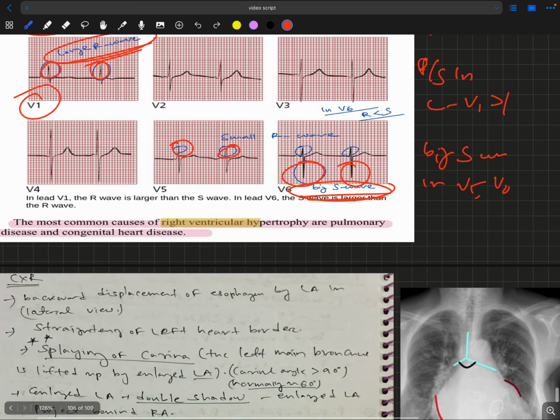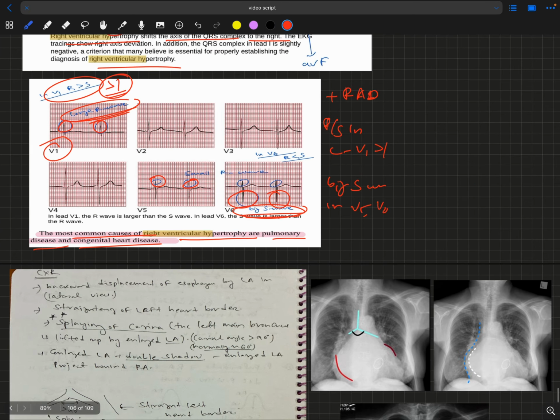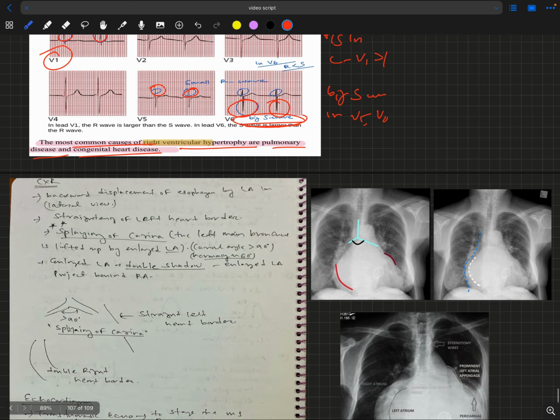The most common causes of right ventricular hypertrophy are pulmonary disease or congenital heart disease. In which congenital heart disease is there right ventricular hypertrophy? It is tetralogy of Fallot. It is one of the four findings in tetralogy of Fallot, right ventricular hypertrophy.